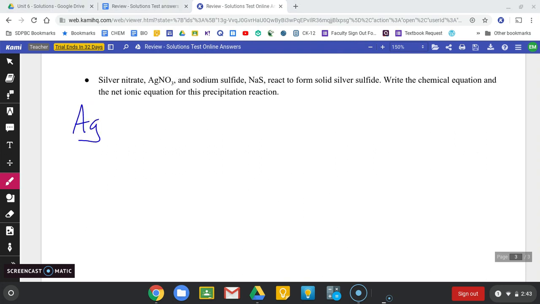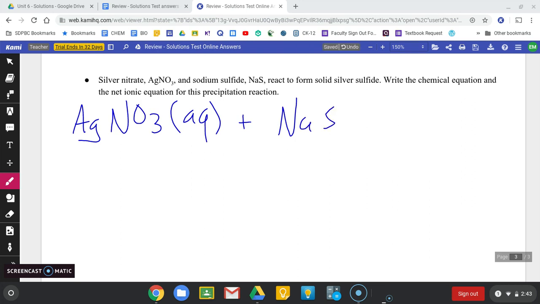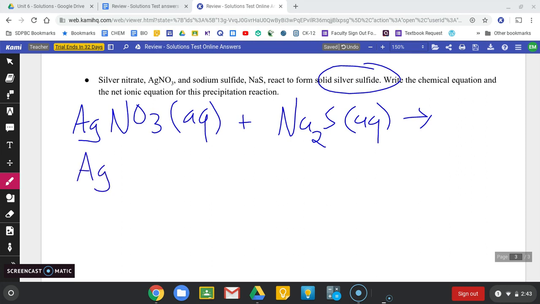So AgNO3, it's aqueous solution. Sodium sulfide, NaS. And there's a typo here. It should be Na2S, but it's not super important for how we're going to do this. And what is that going to make? They tell us silver sulfide, in solid silver sulfide. So that's Ag, that's the silver part. Sulfide, it's not sulfate, it's sulfide, so it's just S. And that would be Ag2S.